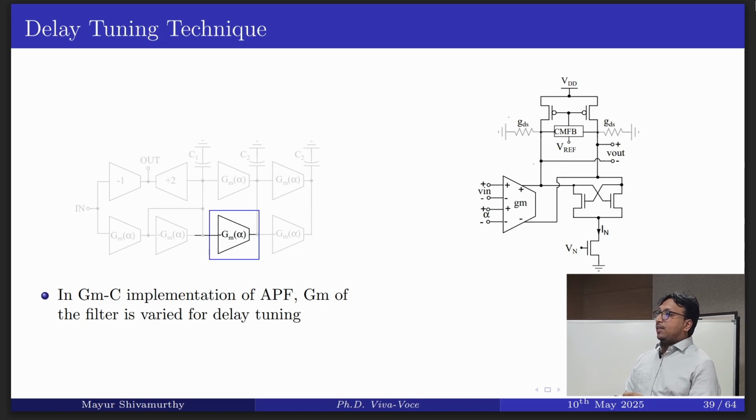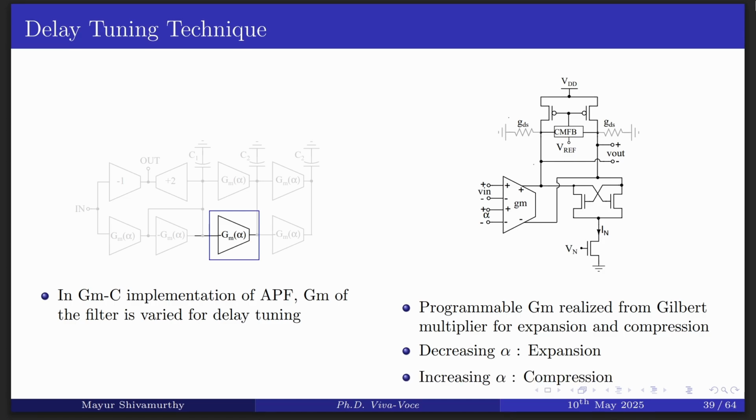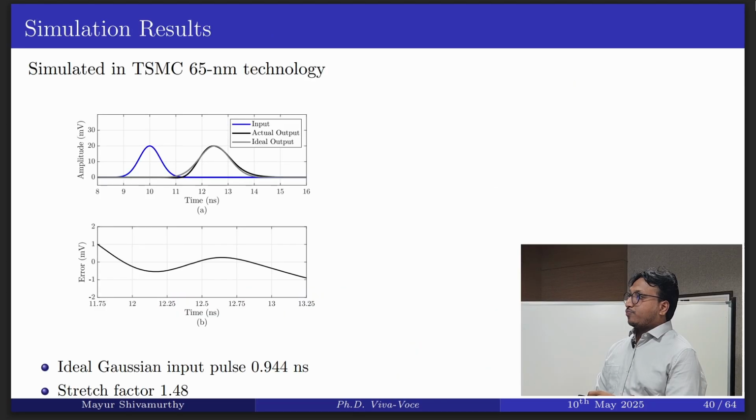So one can see that as the value of alpha is varied, the equivalent GM is going to vary, and in order to have a better gain of the GM, a negative impedance cancellation technique is also attached, as shown here. So this is how the programmable GM is realized with a Gilbert multiplier for expansion as well as compression. Decreasing the value of alpha in time would lead to expansion, and increasing the alpha in time would lead to the compression of the pulses.